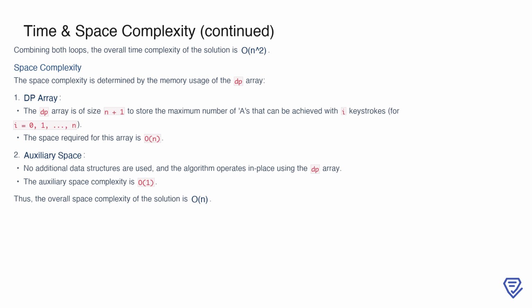Moving on to the space complexity, this is primarily influenced by the dynamic programming array, or DP array. This array has a size of n+1, as it stores the maximum number of A's achievable with i keystrokes for all values of i from 0 to n. The space required to store this array is O(n). Additionally, no other data structures are used, and the algorithm operates directly on the DP array. This means the auxiliary space complexity is constant, or O(1). When we combine these, the overall space complexity of the solution is O(n).